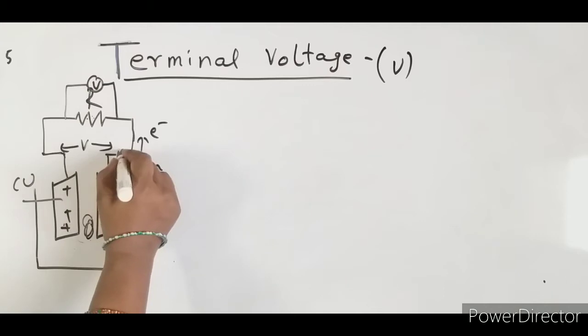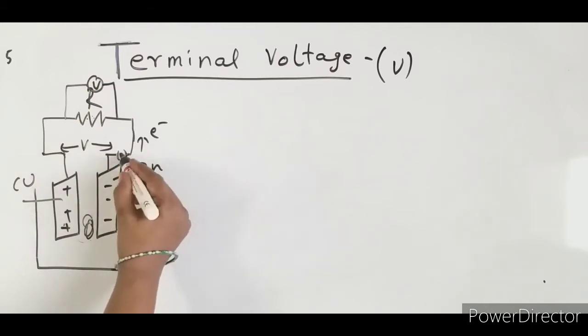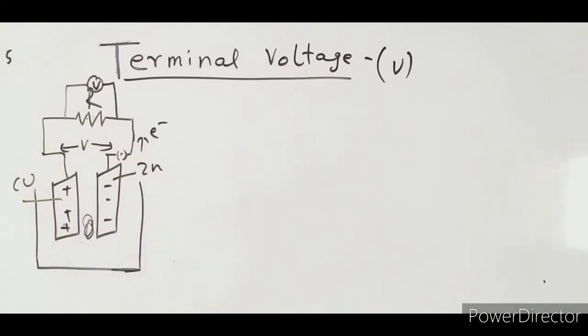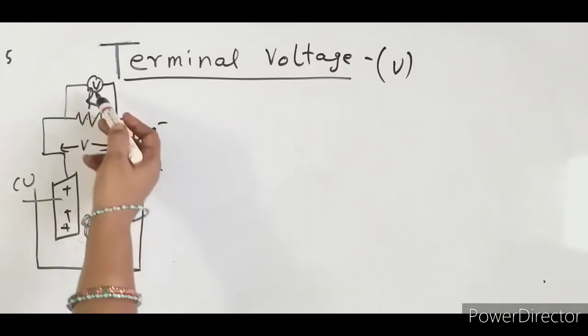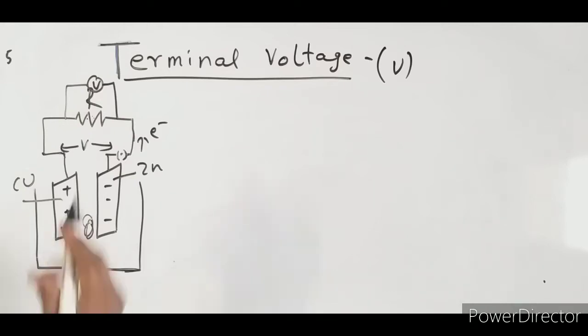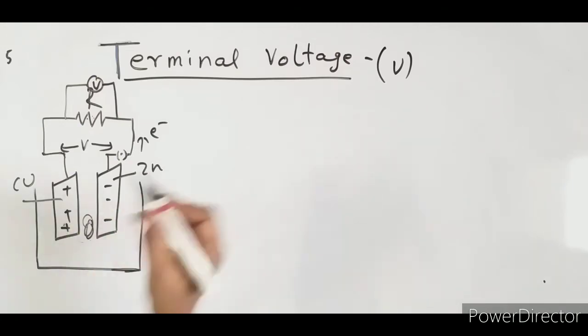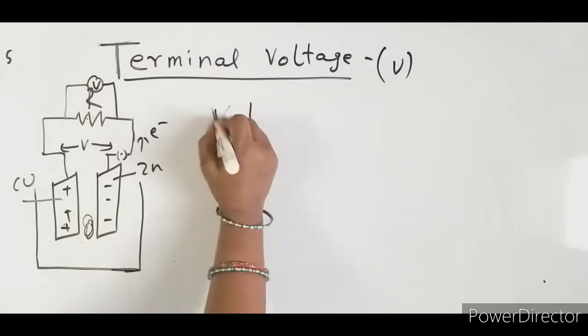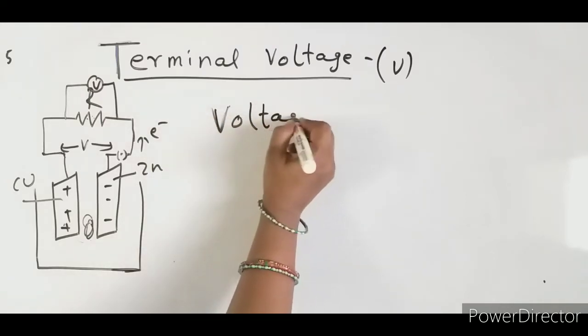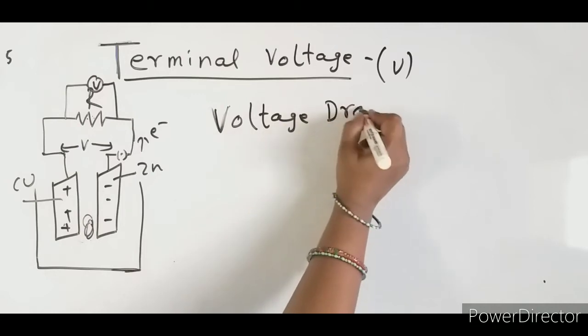Here, if I keep a key and close the key, then what happens? It is observed that the voltmeter reading decreases. Clear? The voltmeter reading decreases, which means that it drops. So this is known as voltage drop. Now we will discuss voltage drop.